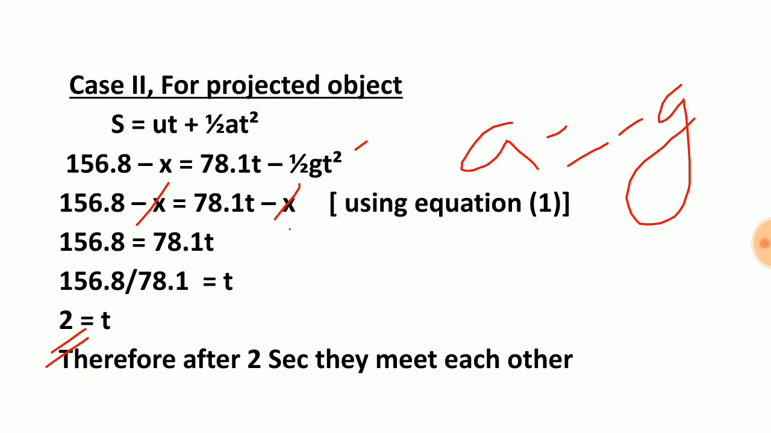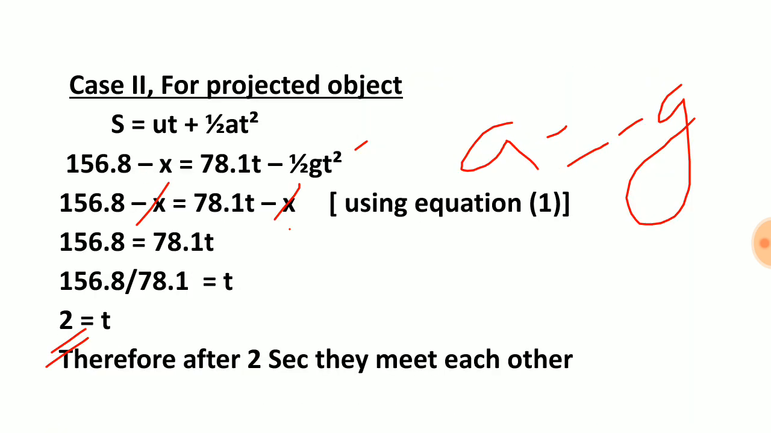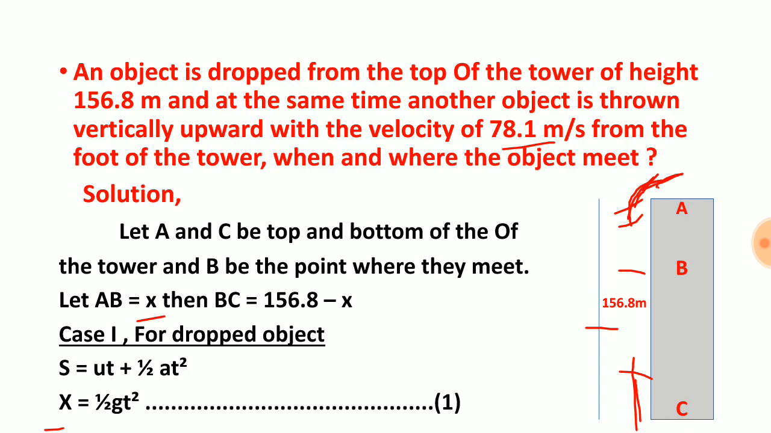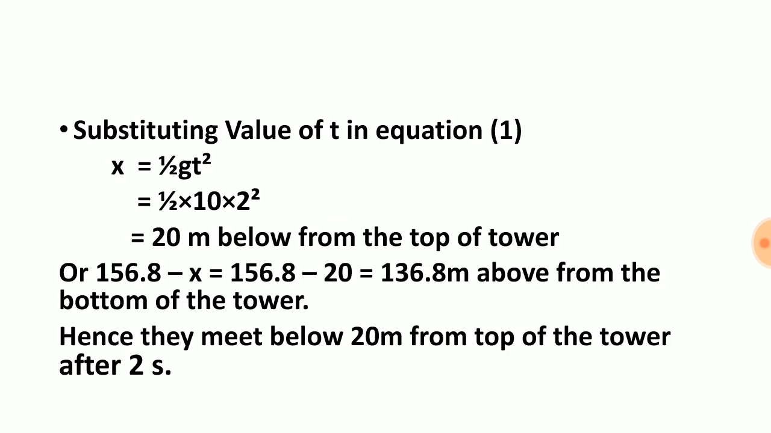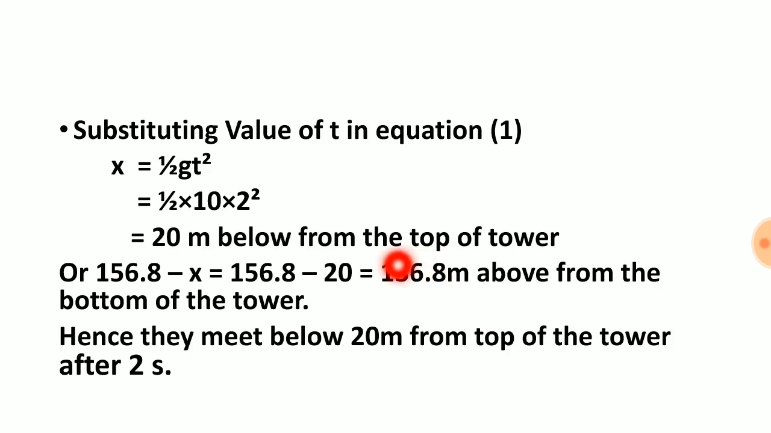Now let us find the answer for the where. Our t is 2 seconds. Now substituting the value of t in equation 1, x is equal to half gt square, so our value for x will be 20 meter. That is, the distance of AB is 20 meter. After traveling 20 meter from A, the bodies will meet each other.